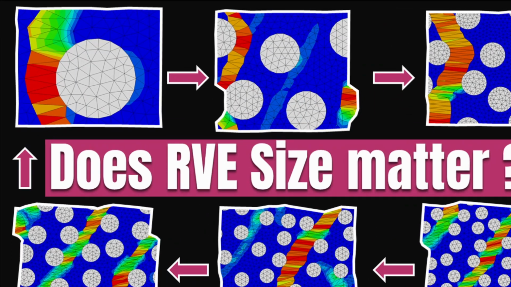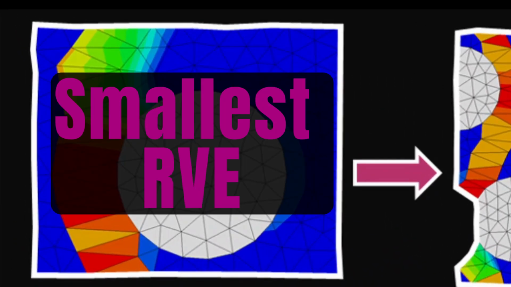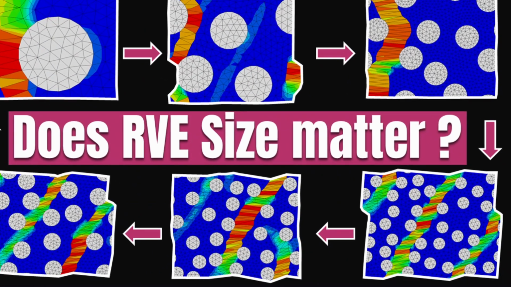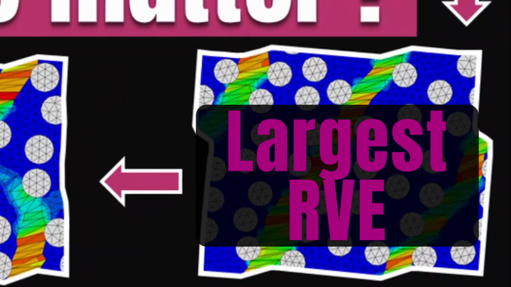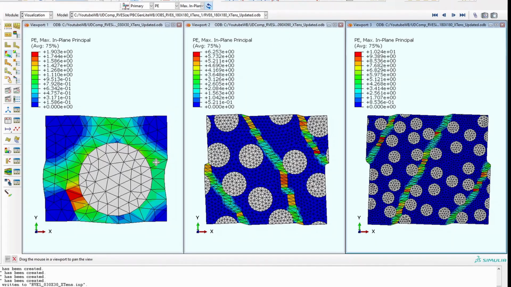We'll run an investigation starting from a simple RVE size with just one fiber in it, which is the smallest size, onto the largest size. And we want to see if RVE size actually plays a role in terms of the effective properties that you determine, things like Young's modulus and the strength of the composite.